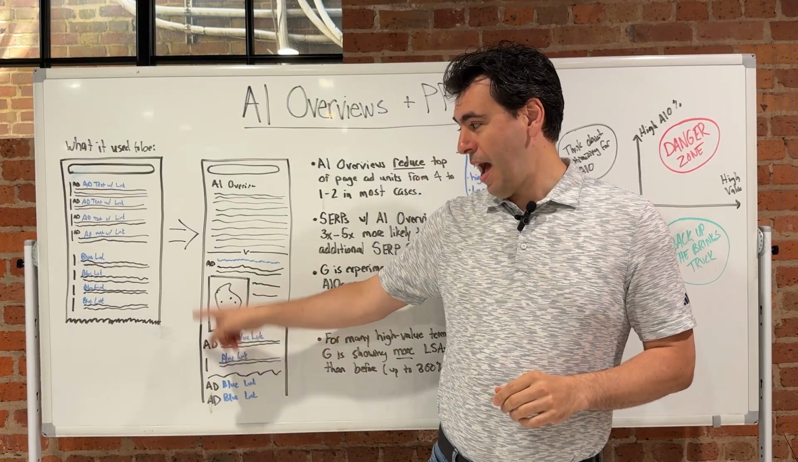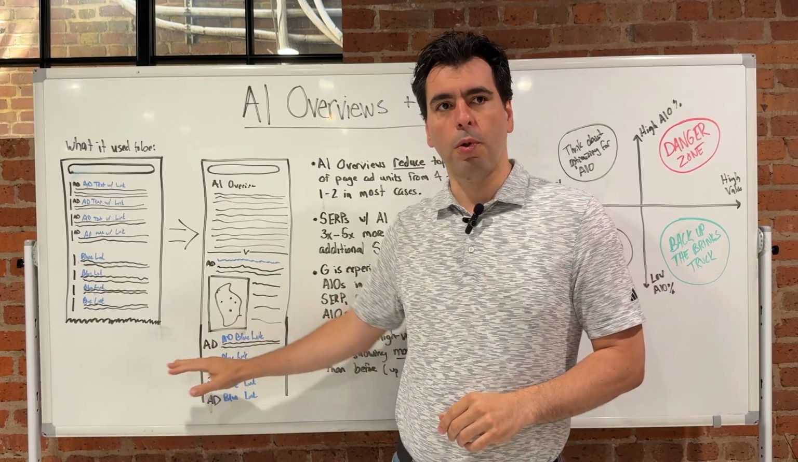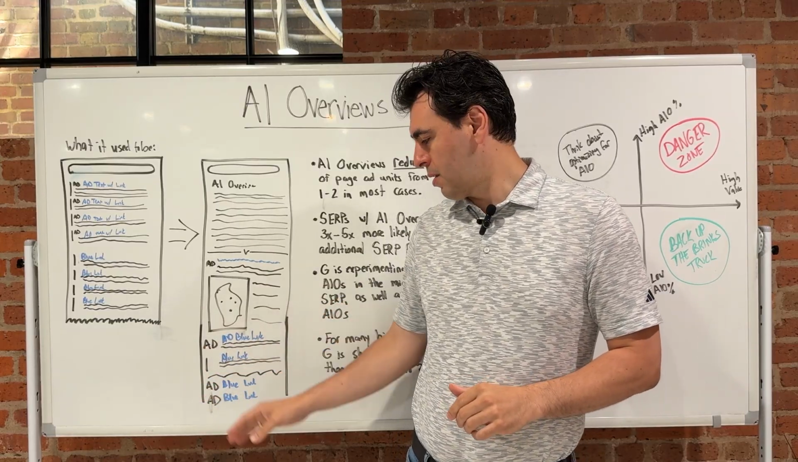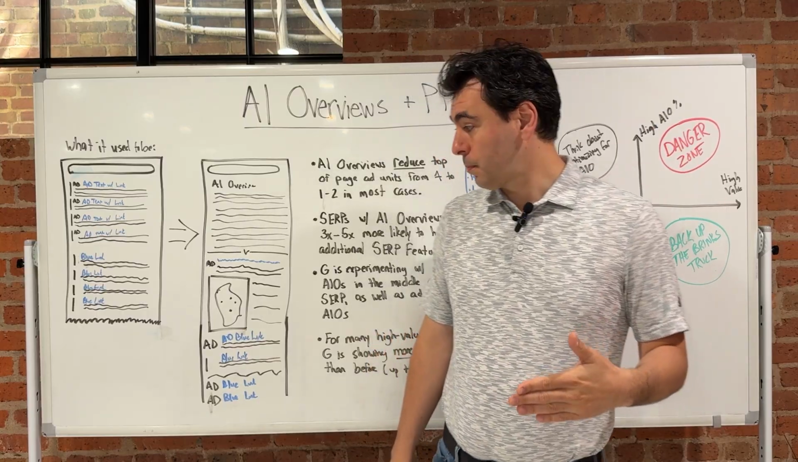Then another ad, usually sandwiched between that, the 10 blue links or the 4 blue links or 8 blue links, some number of blue links. Then at the bottom of the page, usually 2 to 4 ads.